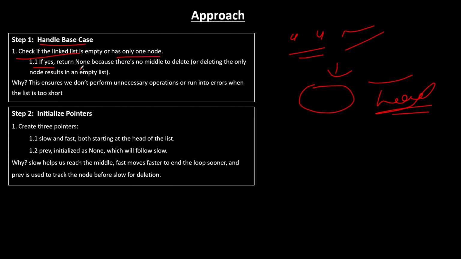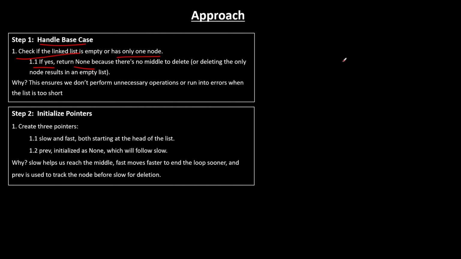So if yes, we return None, because there is no middle node to delete. If there is only one node, we return None, because if we delete this node, there won't be anything left. And if there is no linked list present, then also we will return None. So why do we do this? To ensure we don't perform unnecessary operations or run into errors when the list is too short. These are basically the precautions we take while writing the base case.